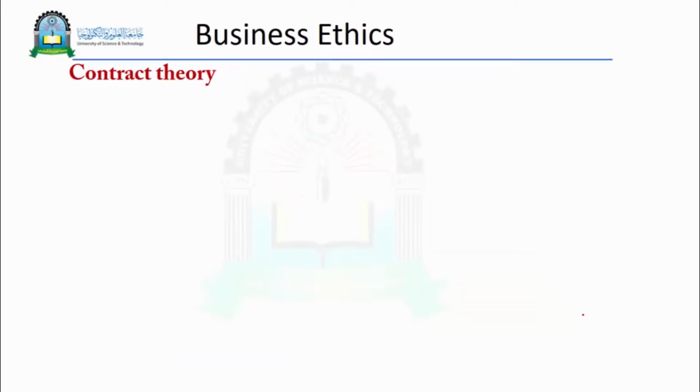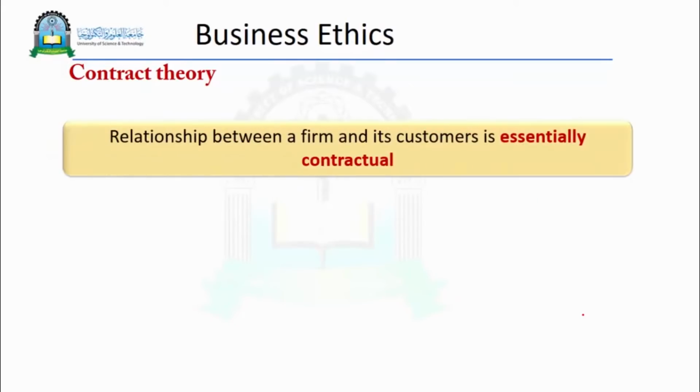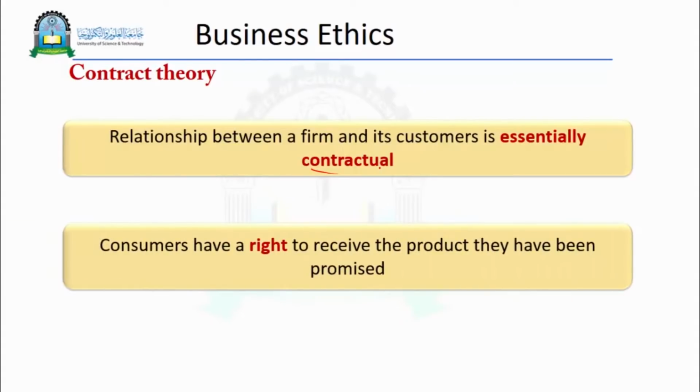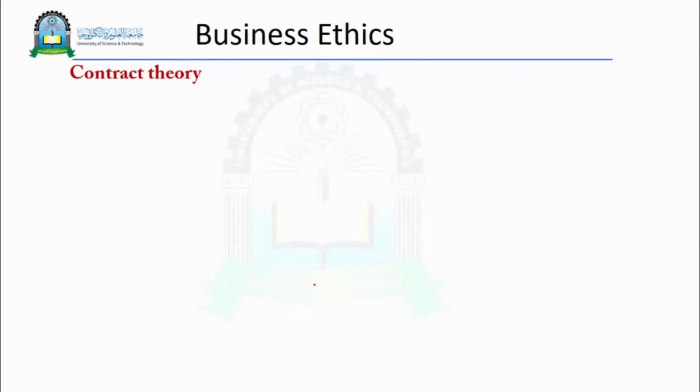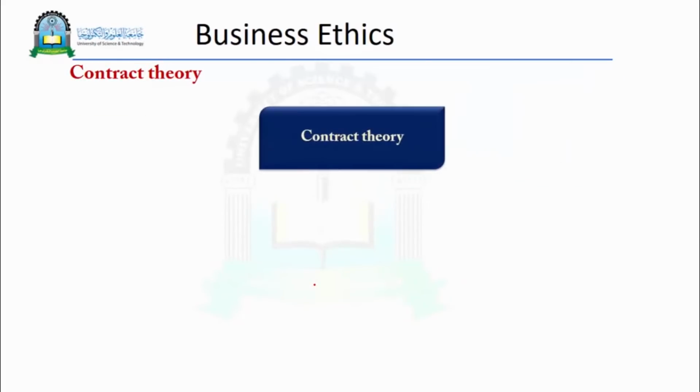So here we have different theories that can help protect consumers. The first one is referred to as the contract theory. Here, the relationship between a firm and its customers is essentially contractual. Consumers have a right to receive the product they have been promised the way it was actually promised. Based on that, we have the following theory.